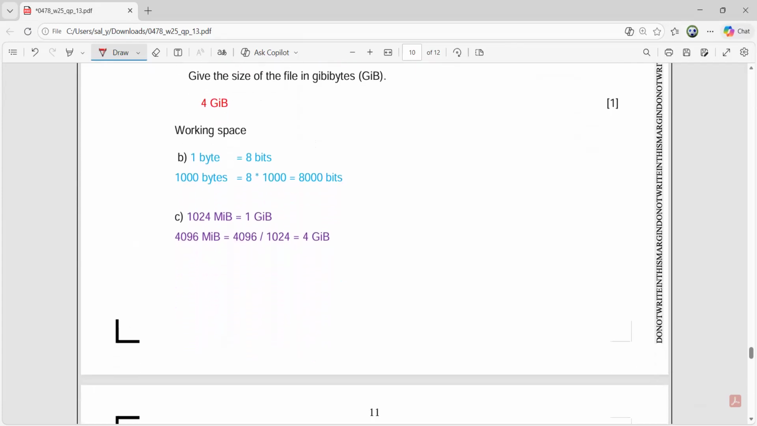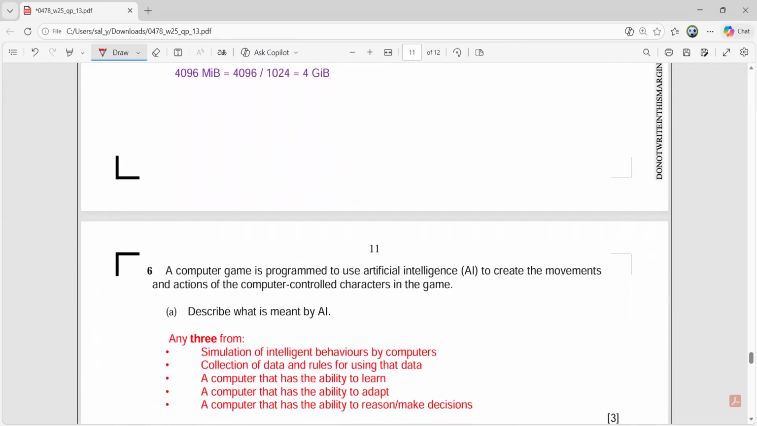Okay, now moving to the next part, 4 gigabytes. You have written the unit, that's more than good. If you don't write it, still that is okay. But it is better to write the unit also.